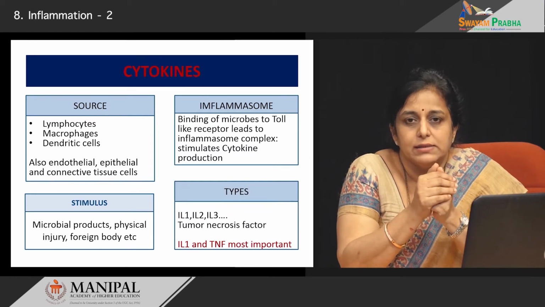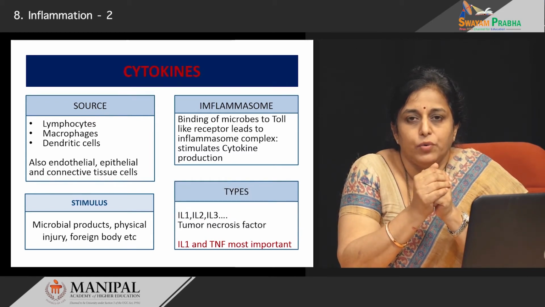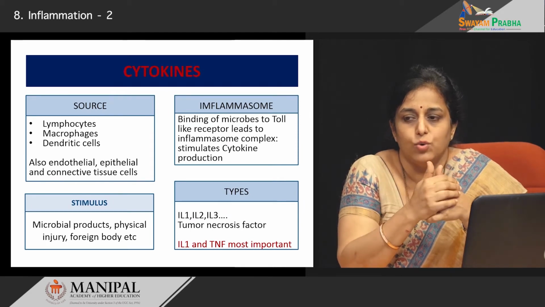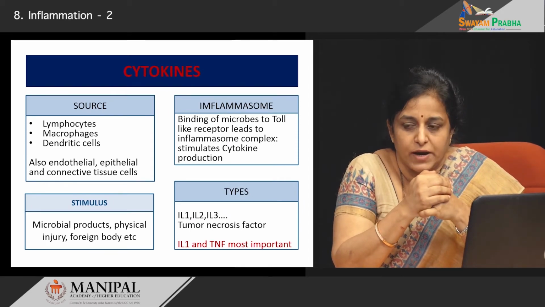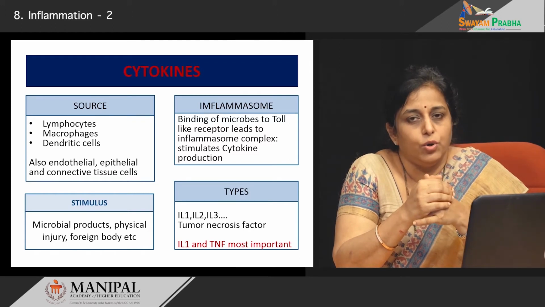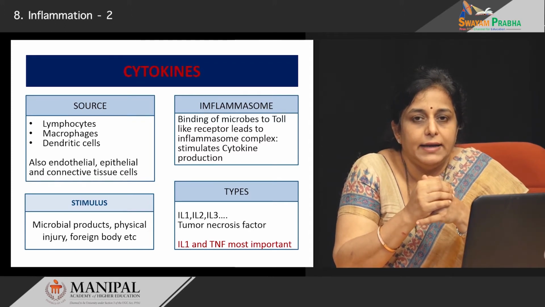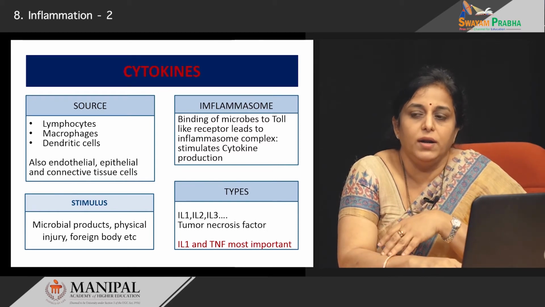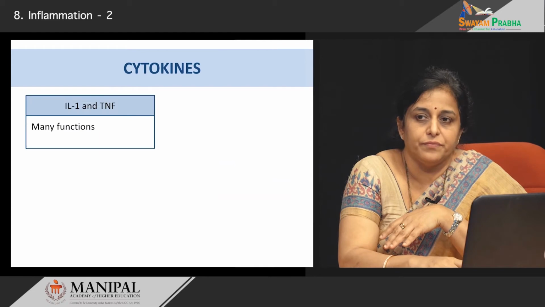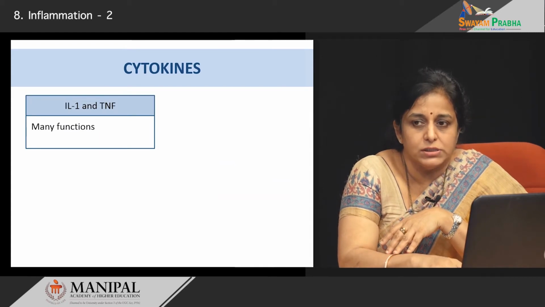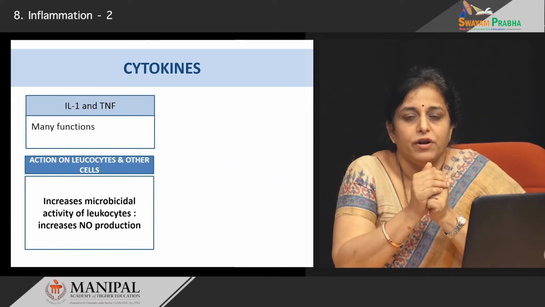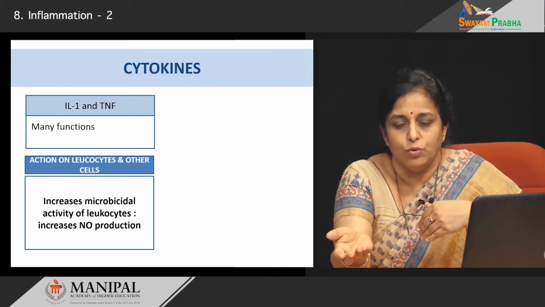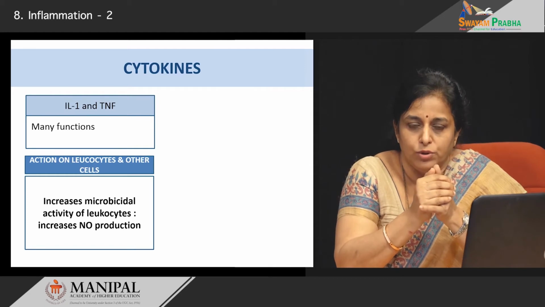Now, the various types of cytokines that are produced are interleukins 1, 2, 3, 4, 5, 6, the list goes on, and tumor necrosis factor, among which, as I already told you, interleukin 1 and TNF are the most important. So let's see what are the effects of interleukin 1 and tumor necrosis factor. They have various functions. They are produced by leukocytes and they have their effect on other leukocytes and also on endothelial cells.